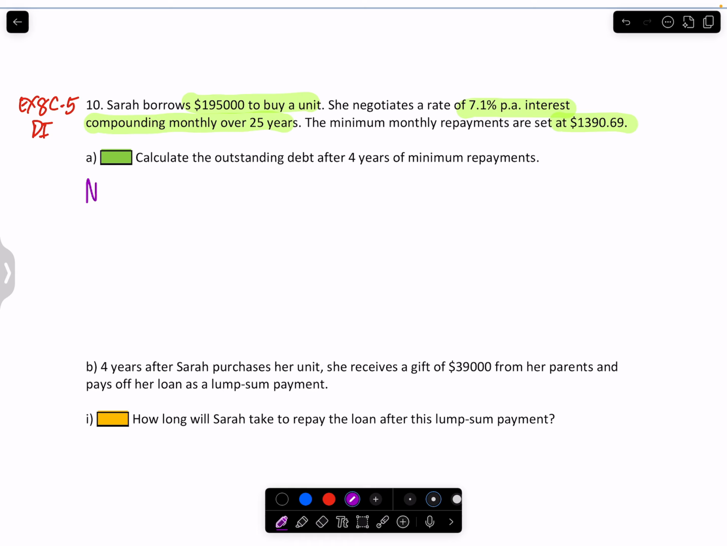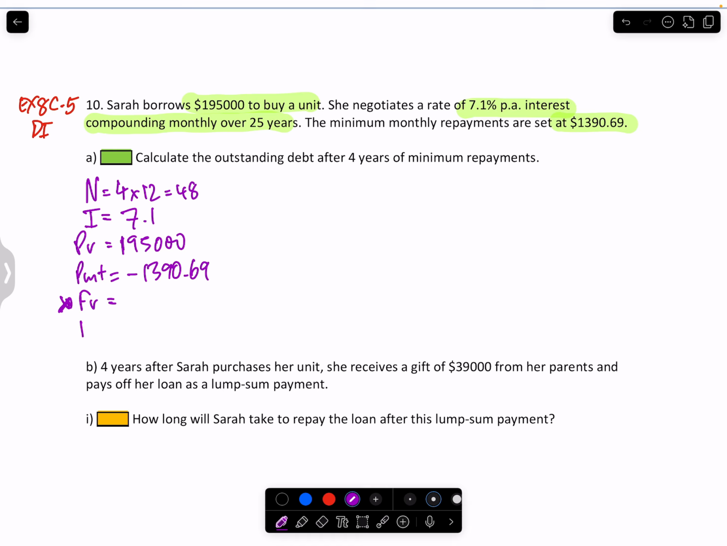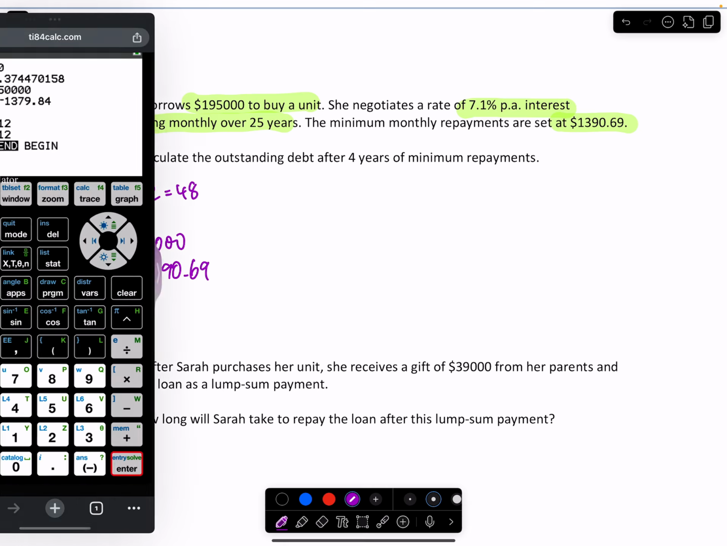So N is going to be 4 lots of 12, which is 48. The interest rate was 7.1. I started my debt at $195,000. I was told my PMT was $1390.69, so negative because those payments are coming out of my pocket going to the bank. Because it's not the full 25 years, I'm still going to owe the bank something, so we're solving for FV. PY is 12, CY is also 12. Move my calculator to the right place.